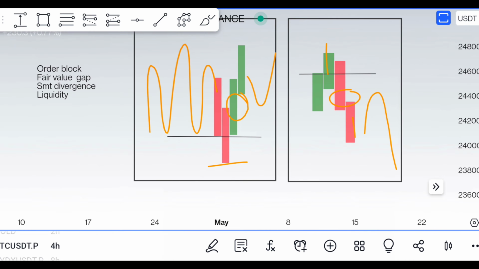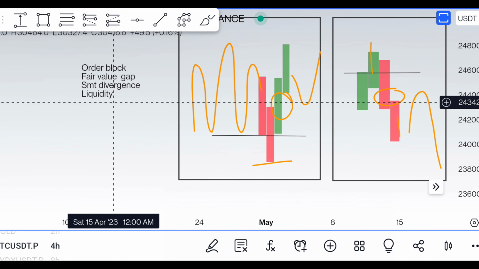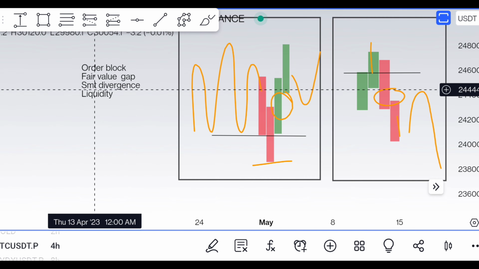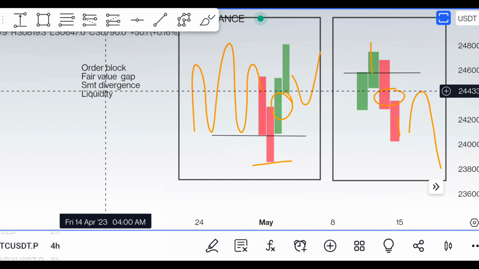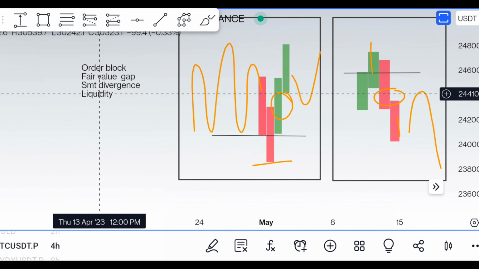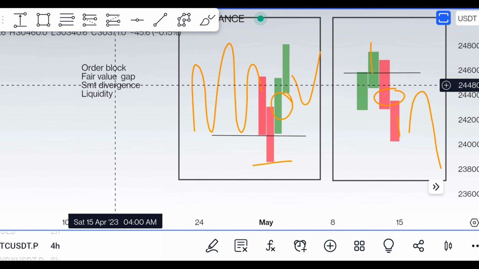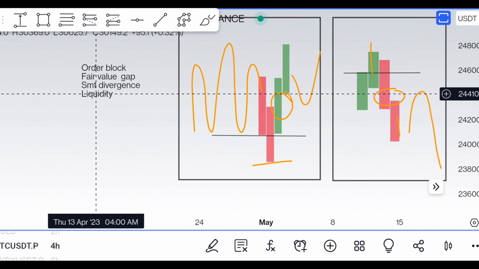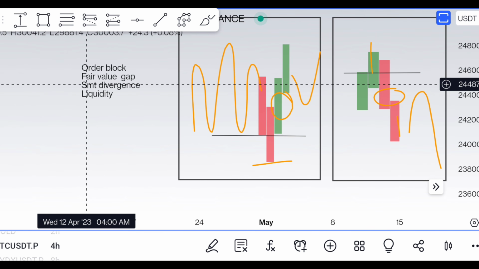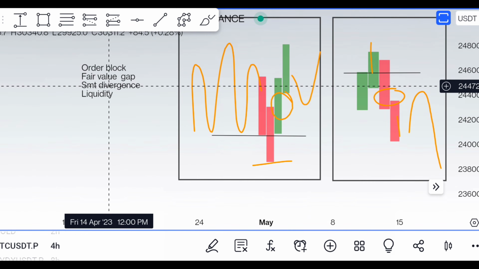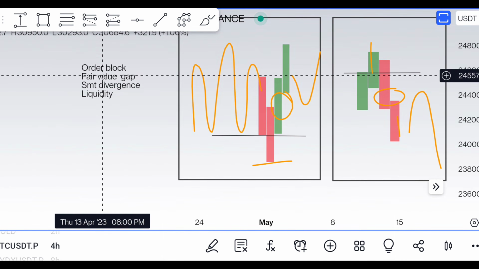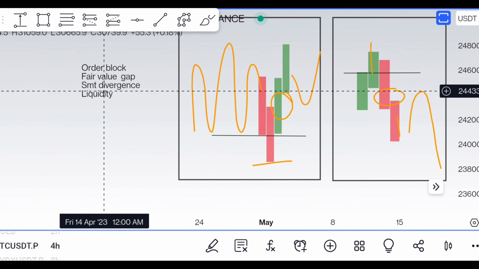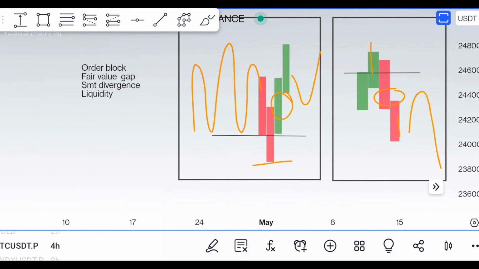Okay, so now we will come to our next terminology, which is SMT divergence and liquidity. First I will explain liquidity and then I will go towards SMT divergence, because we will use order block, fair value gap and liquidity to trade SMT divergences.